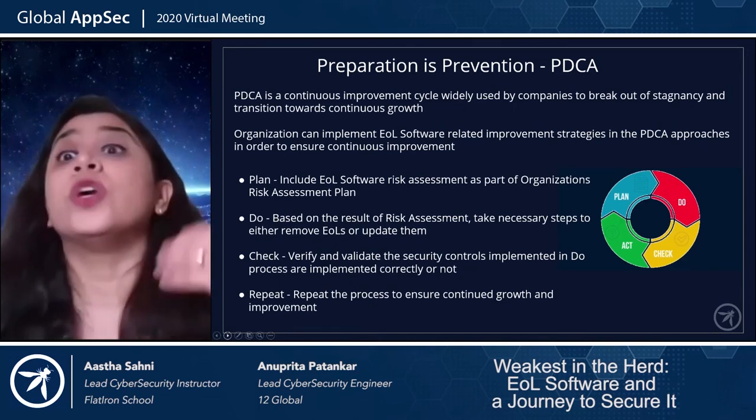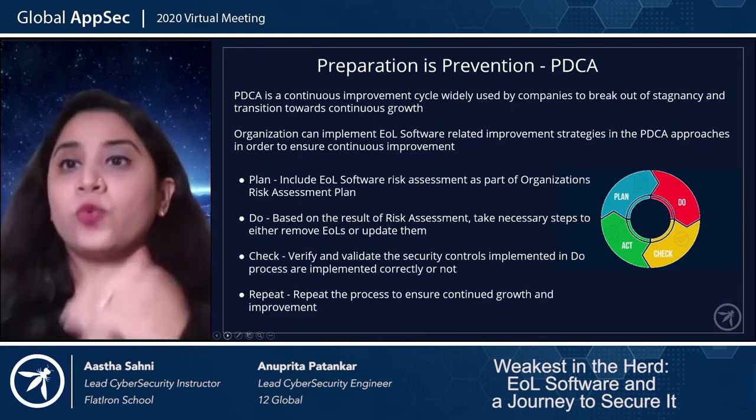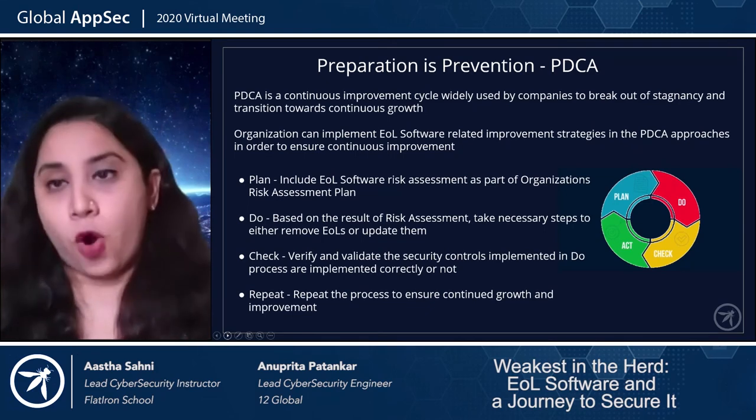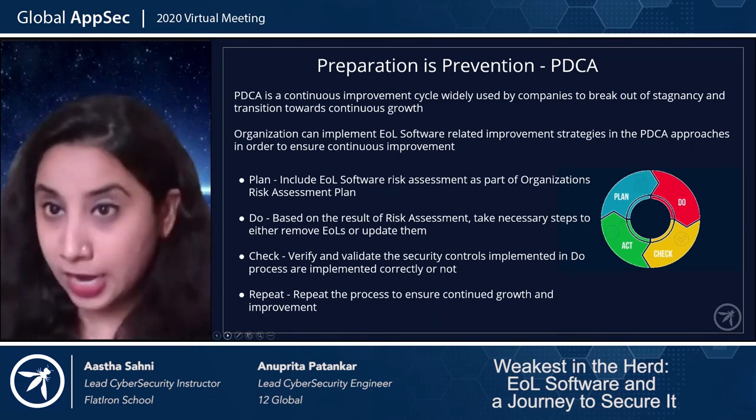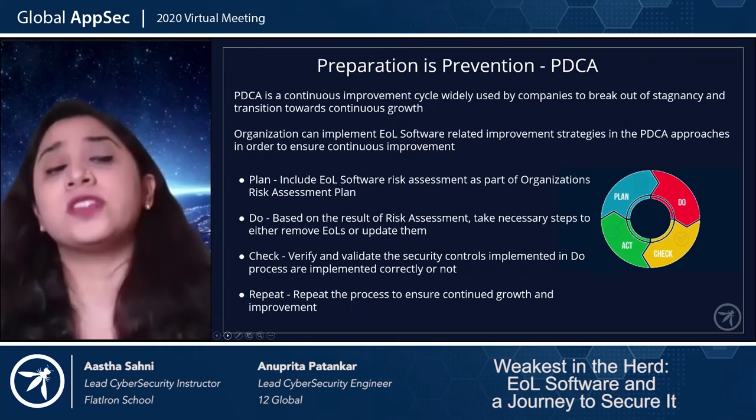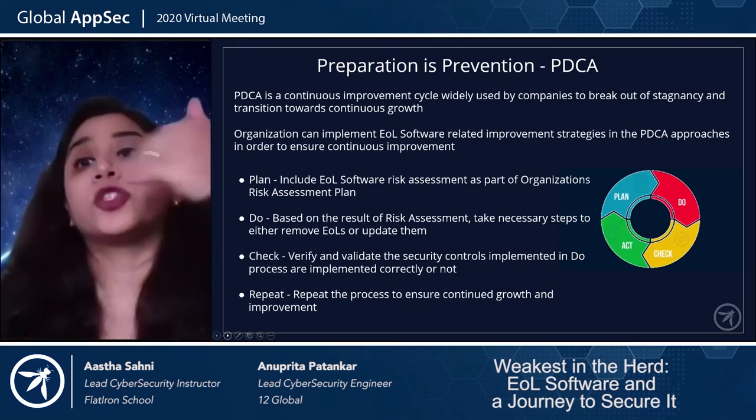Once we do that, we do a check. Check is always done to verify the actions we have performed in our planning and do stages. Is it right or not? Do we need to make any enhancement, further changes, or validations? And repeat means we'll repeat this process.